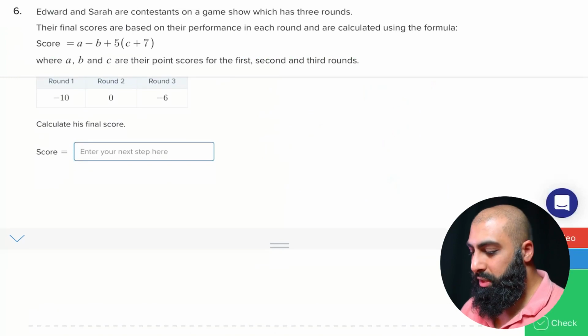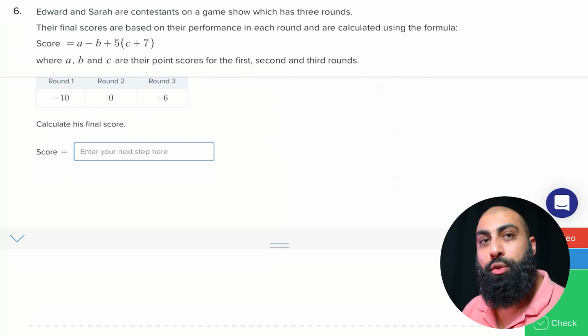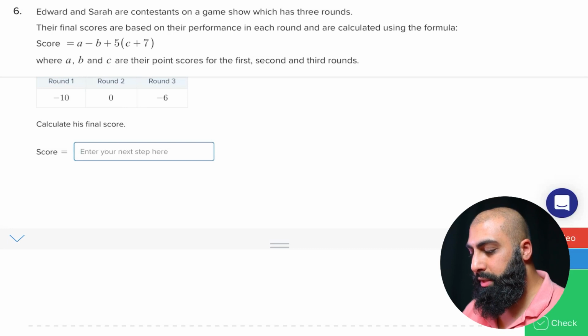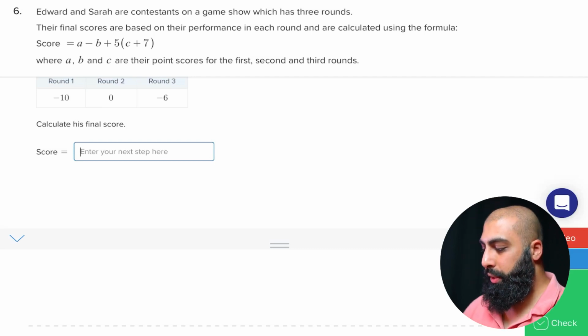Question 6 says Edward and Sarah are contestants on a game show which has 3 rounds. Their final scores are based on their performance in each round and are calculated using the formula score equals A minus B plus 5 times C plus 7, where A, B, and C are the points scored on the first, second, and third round. Okay, so let's have a look at this question.